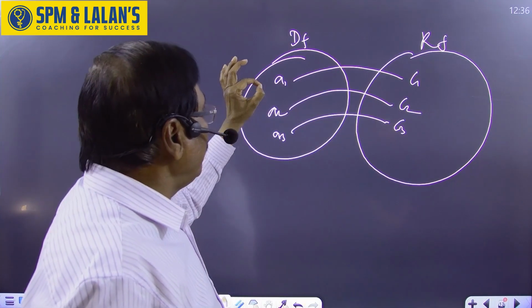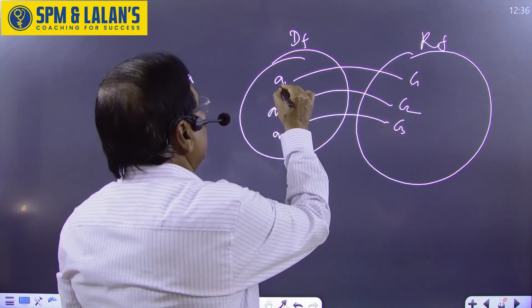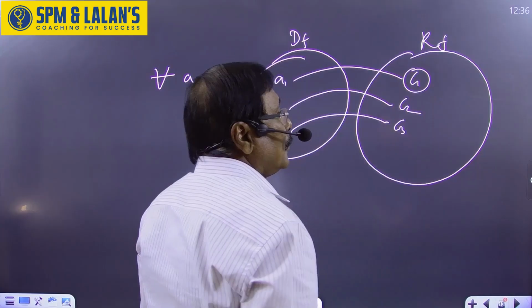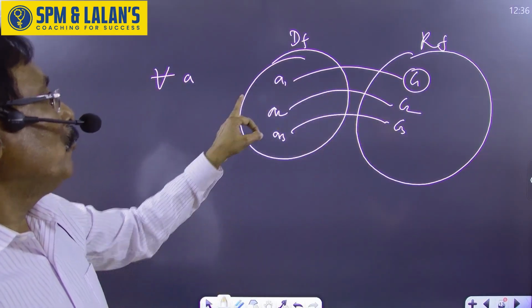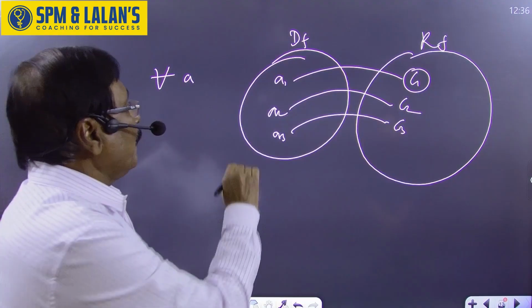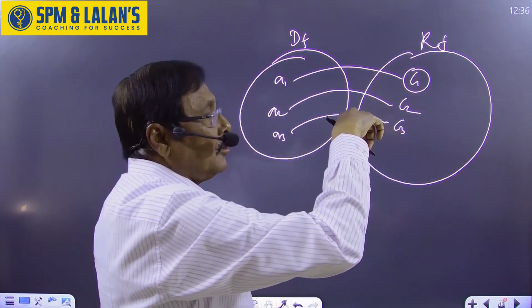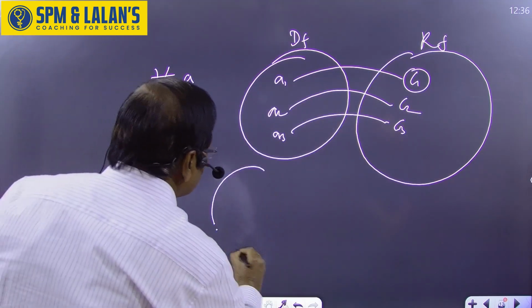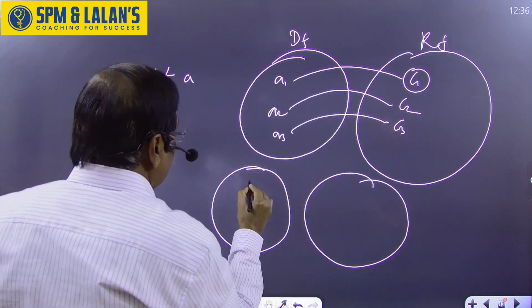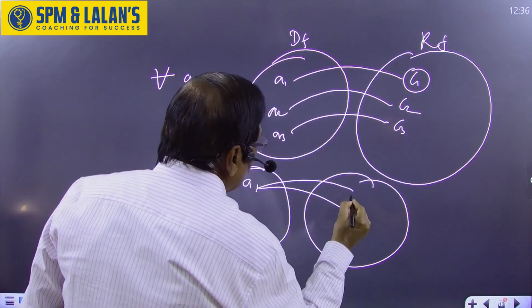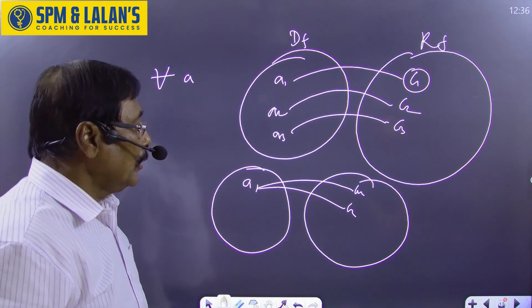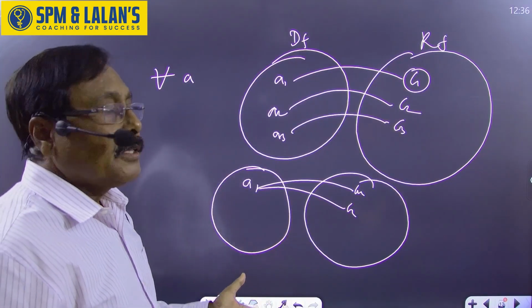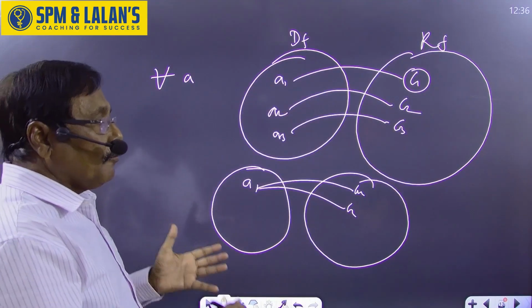Now, if this is one by one, for a certain value of A there should be a unique value of B. So if for every element of the domain there is a unique value, then it is a function. If by chance you get a relation where A1 has two images, B1 and B2, it is a relation, no doubt, but it is not a function. This is the difference between relation and function.